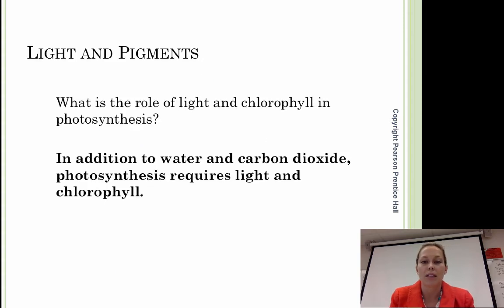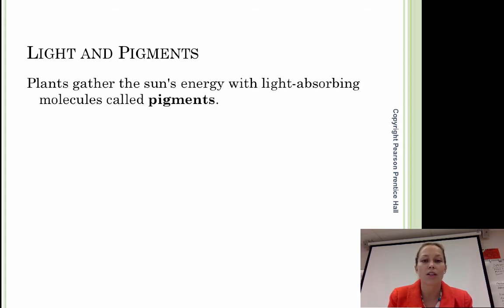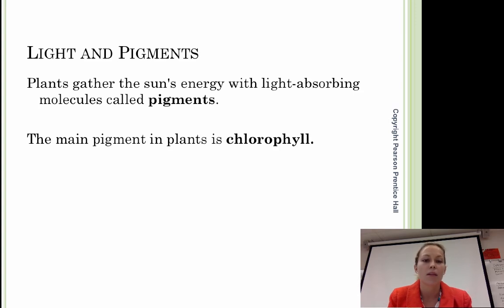So, light and pigments. We can't talk about photosynthesis without addressing light and pigments. What is the role of light and chlorophyll in photosynthesis? In addition to water and carbon dioxide, photosynthesis requires light and chlorophyll. So we can't forget about those 2. Plants gather the sun's energy with light-absorbing molecules called pigments. The main pigment in plants is chlorophyll. Chlorophyll is what causes plants to be green.